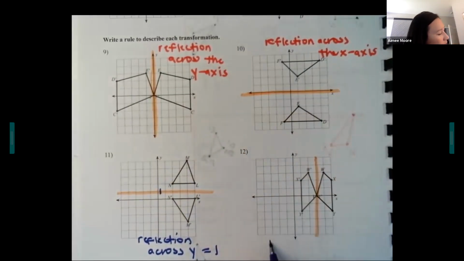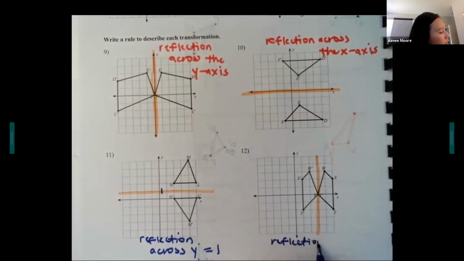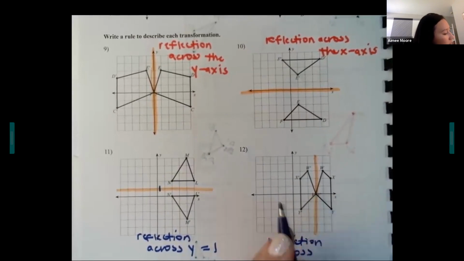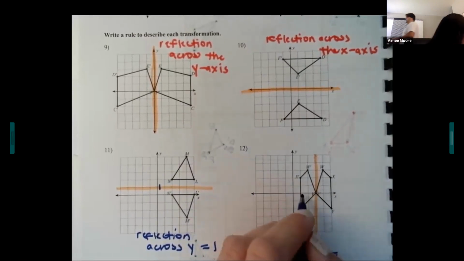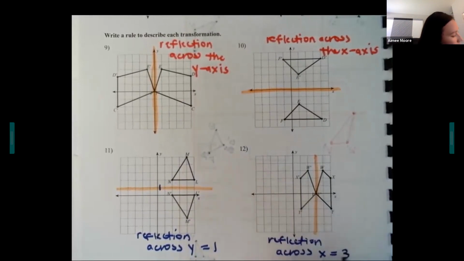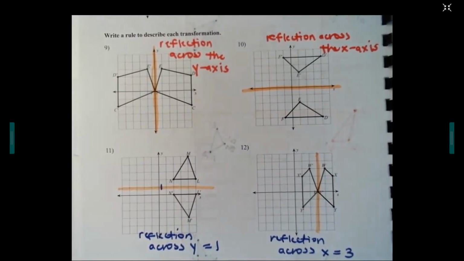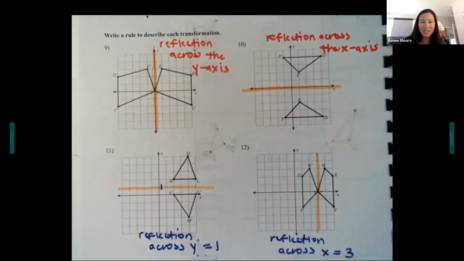And so we know number 12 is also a reflection. What's the line of reflection? So since it's going through the x-axis, it's x equals 1, 2, 3. So that one's a reflection across x equals 3. Any questions on reflections? Nope. Okay, let's move on to translations then.